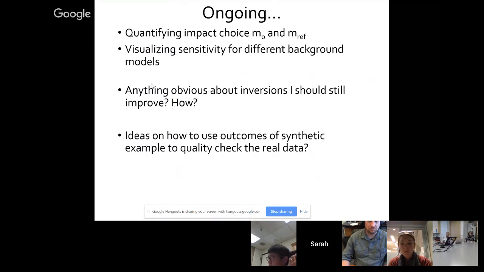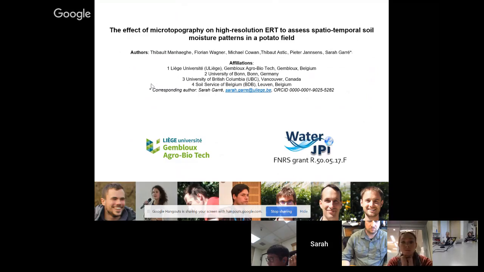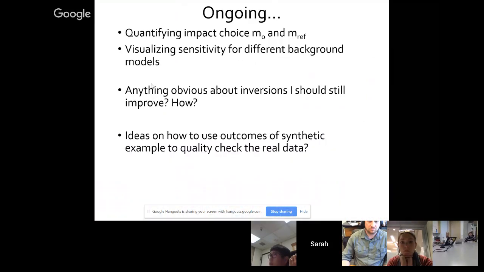Sarah, can you elaborate a little bit more on the last item? I wasn't sure. The last item, like the link between the synthetic and the real example? Yes. So for me, I now have this visualization, spatially, of artifacts that I can expect when I have a wrong microtopography estimate. And I have an inversion of a real case where I only have the initial microtopography.